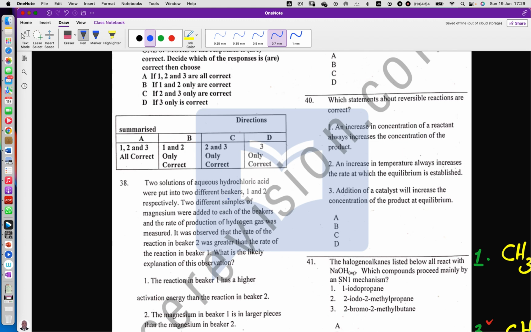Of course. For a reversible reaction, when you increase the reactant, the other one will also increase. 2, an increase in the temperature always increases the rate at which equilibrium is established. Yes, equilibrium is established faster when there's an increase in temperature. 3, addition of catalyst will increase concentration. No, 3 is not really right. The right answer for this is 1 and 2, which is B. The answer is B.